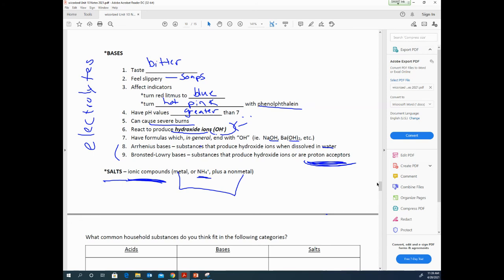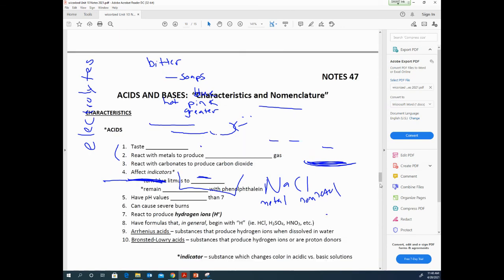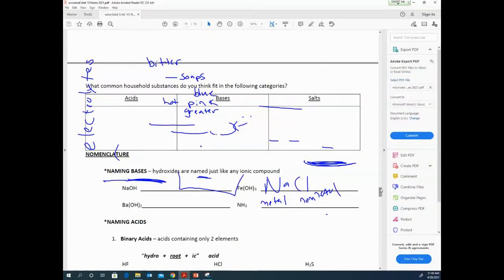That is a salt. Like NaCl, which is table salt: sodium is a metal, chlorine is a non-metal. And that is what actually makes it a salt, the fact that it's a metal with a non-metal. It just happens to be the one that we eat. But anything that's a metal and a non-metal is a salt.